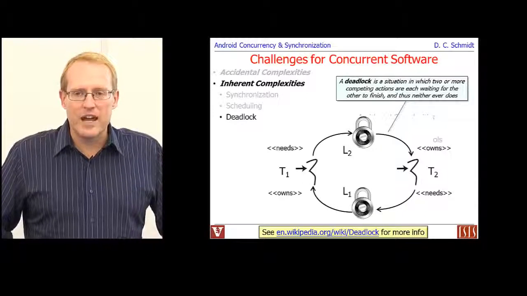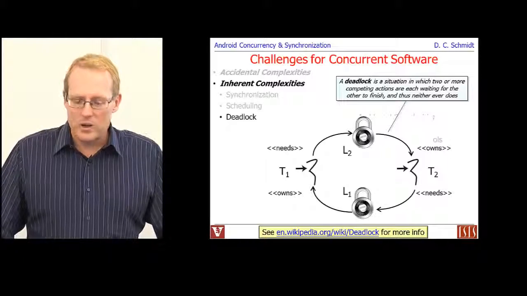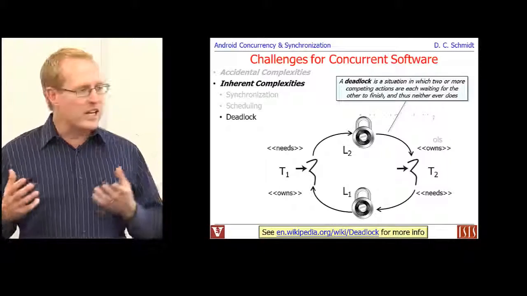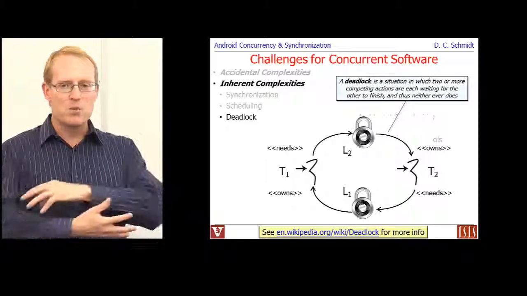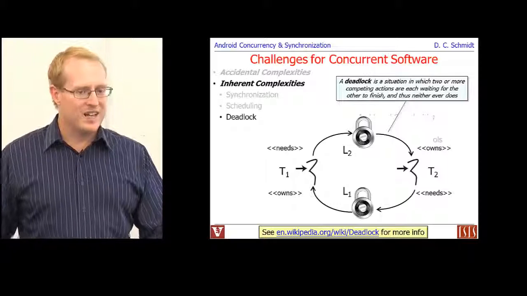And then another inherent complexity of concurrent software is deadlock, which is basically a situation where two or more competing actions are each waiting for the other to finish. Basically, it's mutual waiting or mutual dependency, and thus neither of them can actually get the job done.